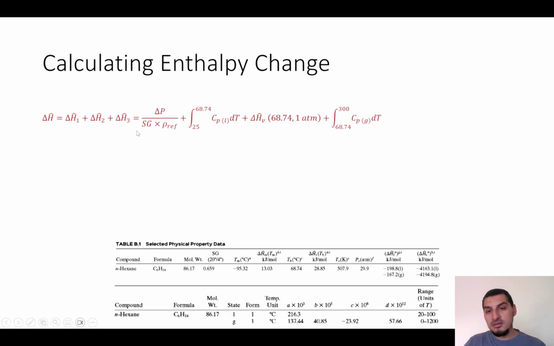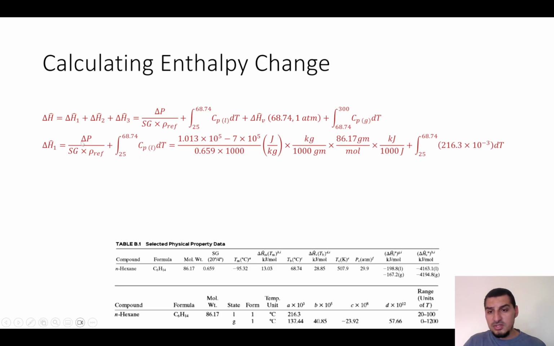V hat delta P, of course, we know V hat is 1 over density, so it's 1 over specific gravity multiplied by the reference density. And what we're going to do is get each one of these delta H's calculated. So for the first delta H, it's delta P over specific gravity. Delta P is P2 minus P1. So P2 is 1 atmosphere, which is 1.013 times 10 to the power 5 Pascal. So P1 is 7 bars, which is 7 times 10 to the power 5. So this is delta P.